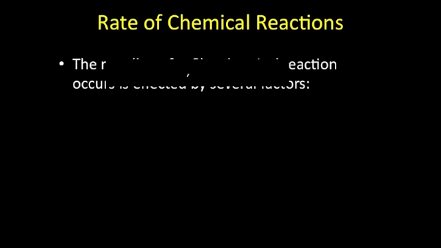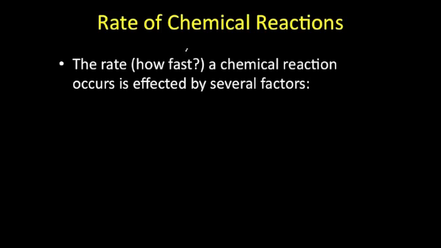Okay, good morning. Today we're going to discuss the rate of chemical reactions. All right, and basically that means how fast or how slow a chemical reaction occurs. All right, and how fast or how slow a chemical reaction occurs is affected by several different factors. Today we're going to discuss 4 of them.